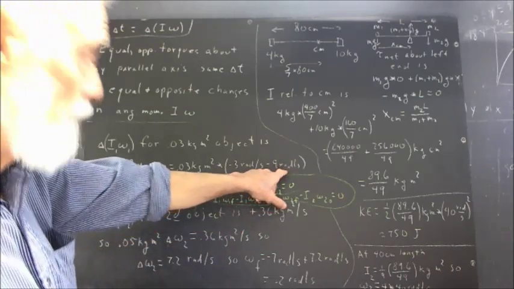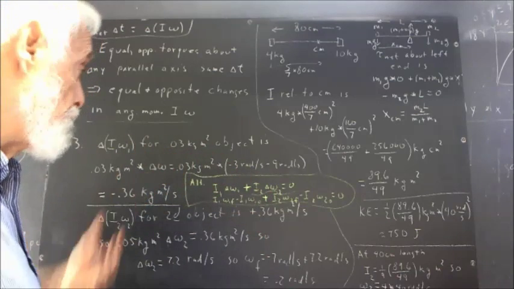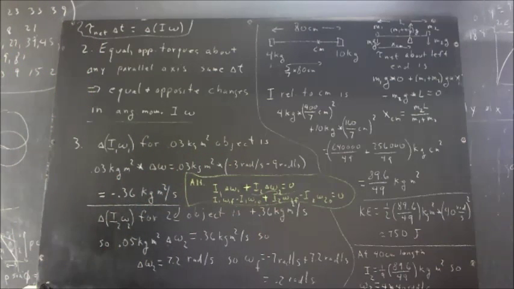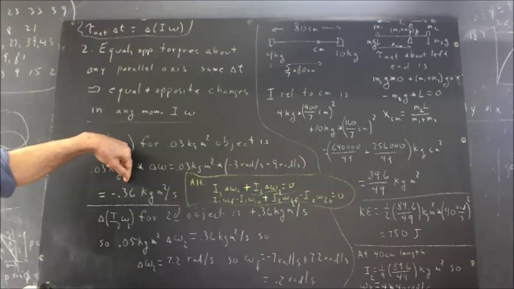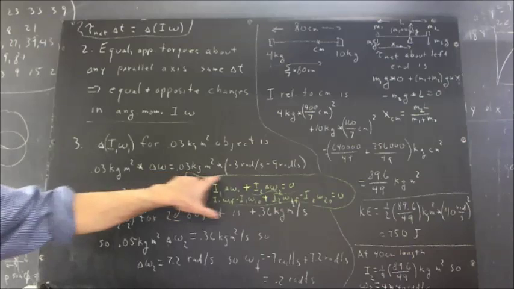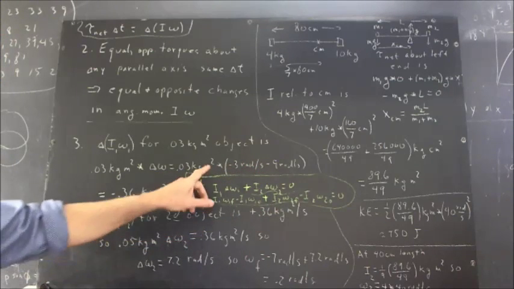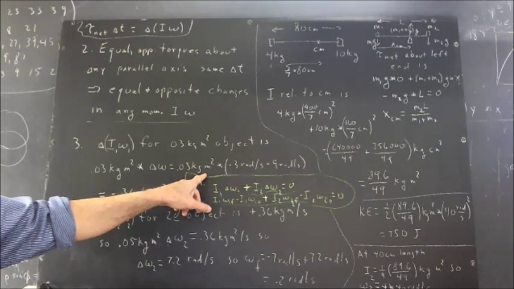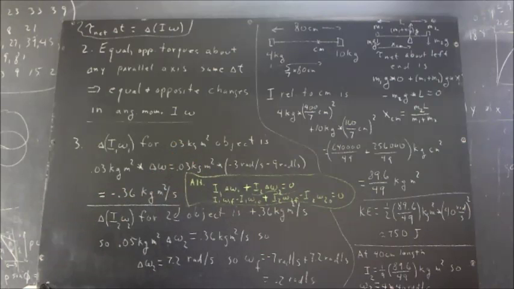Changing from 9 radians per second to -3 radians per second is, of course, a change of -12 radians per second, and 12 times 0.03 is 0.36, so we get the change at -0.36 kilogram meter squared times radians per second. One of these meters can be considered a meter of radius. Multiplying that by radian, we get a meter of arc, and we get this change in angular momentum.